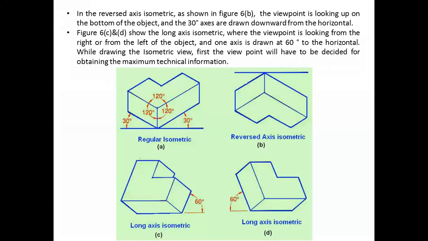Now we saw this last time, how there can be different isometric projections. The regular isometric is the very basic one. Then we have reverse axis isometric as well as long axis isometric. But generally we deal with the regular one. These others are used in special cases only, when you need to show some other features which are not covered in this view. For example, if some details are on this side, then you will have to switch to the respective view. Fine. Now we will proceed further.